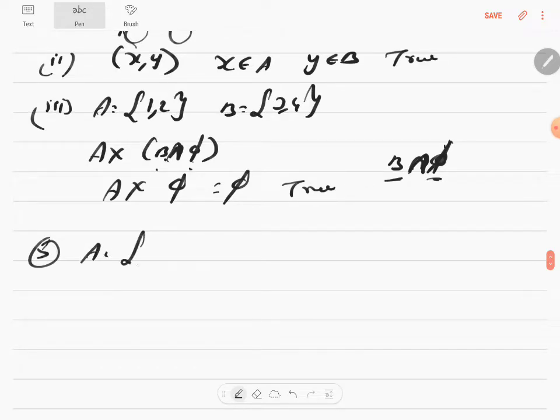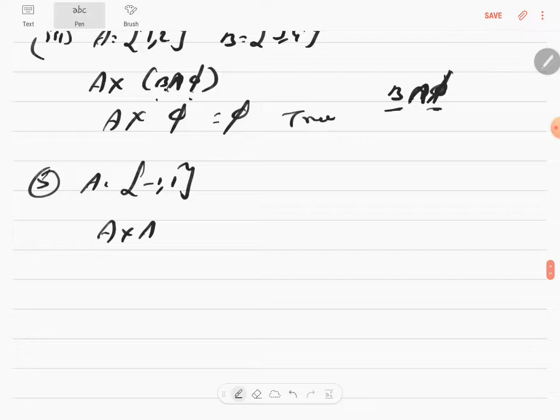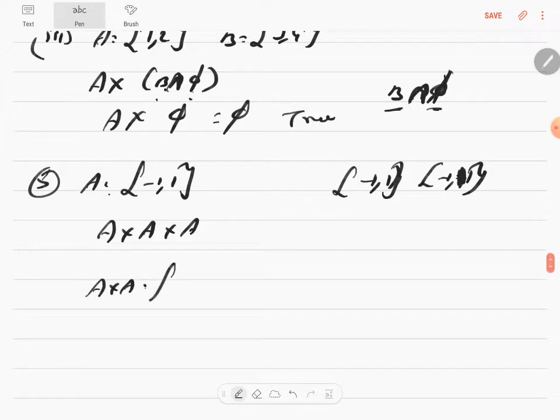If A is equal to {minus 1, 1}, they are asking you to find A cross A. First A cross with A. Let's do {minus 1, 1} cross with {minus 1, 1}. Correct? Let's cross that first. What will you get? Ordered pairs. Only A cross A, let's write. It will be (minus 1, minus 1), (minus 1, 1), (1, minus 1), (1, 1), which is just A cross A.